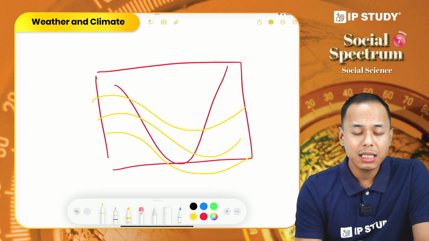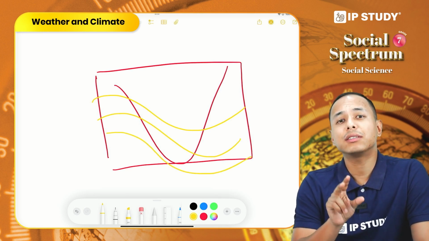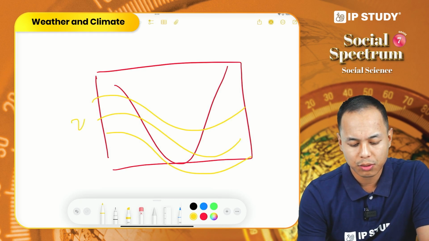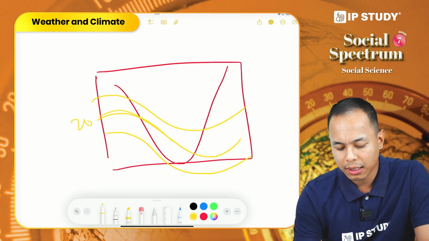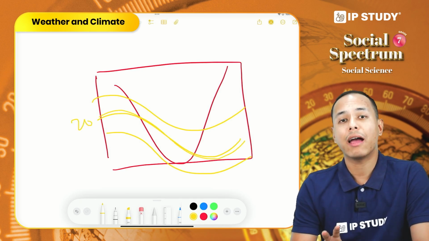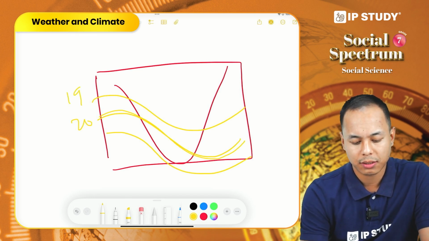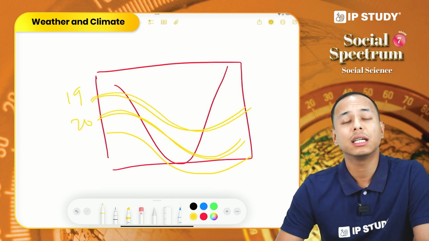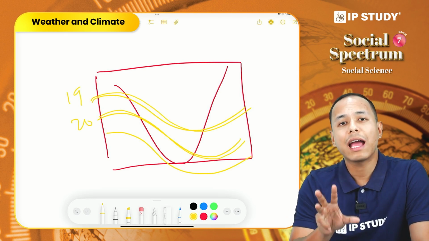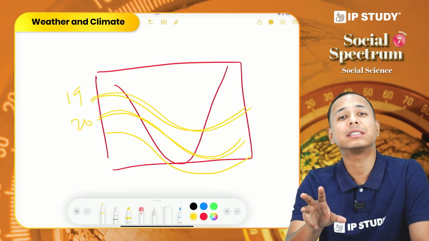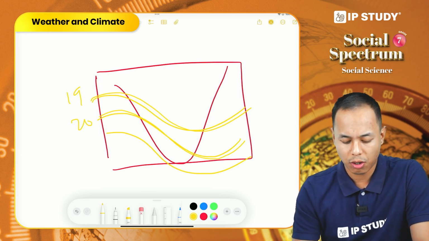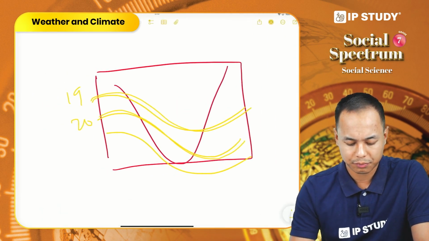So these are the lines that join the places with equal temperature. Suppose this is 20 degrees, that means this whole line, or all these places, have 20 degrees Celsius. The temperature is 20 degrees. Similarly, this whole line is 19 degrees Celsius. So these lines joining places with equal temperature are called isotherms.